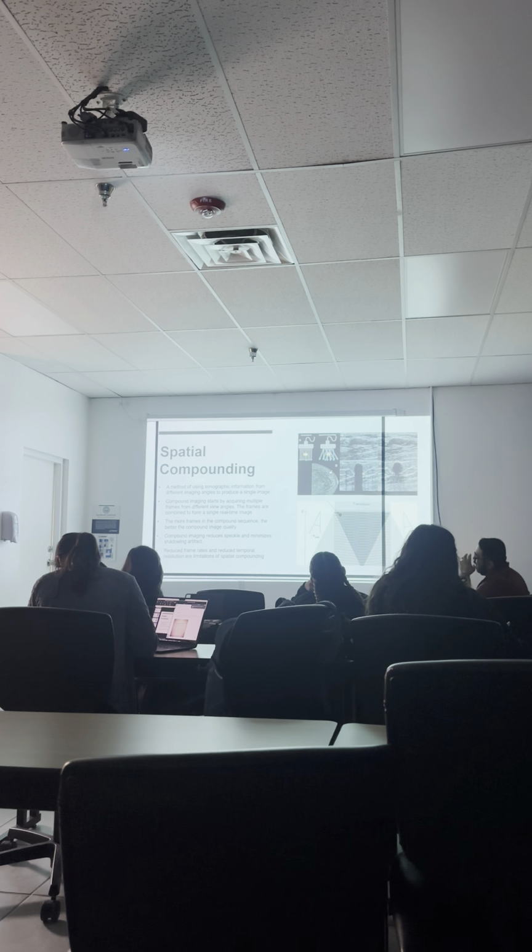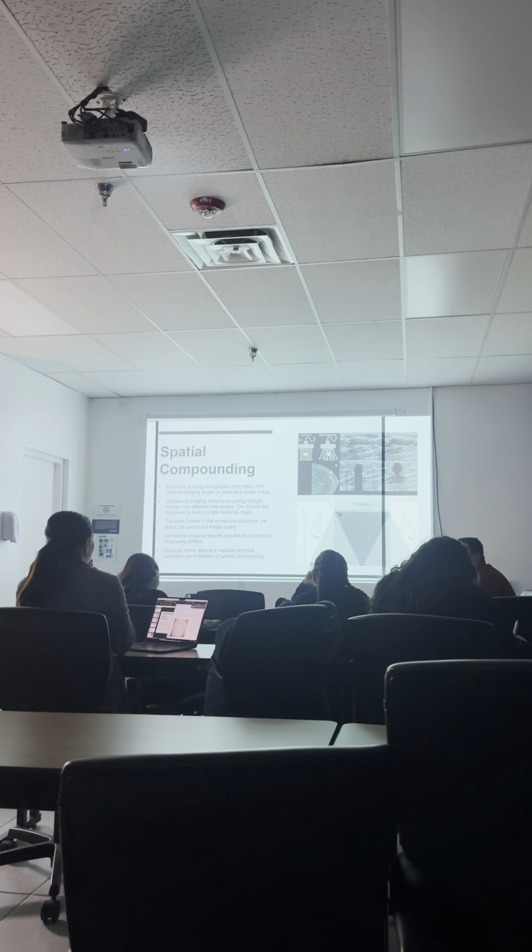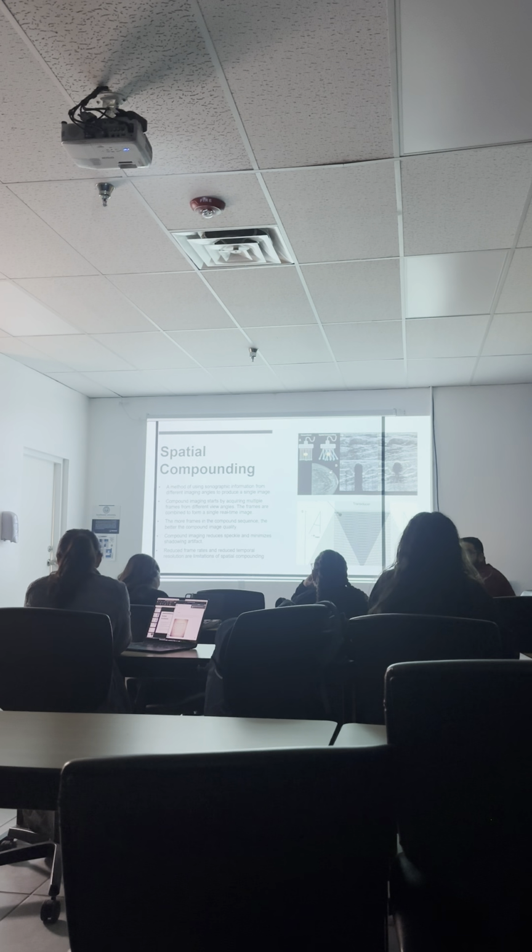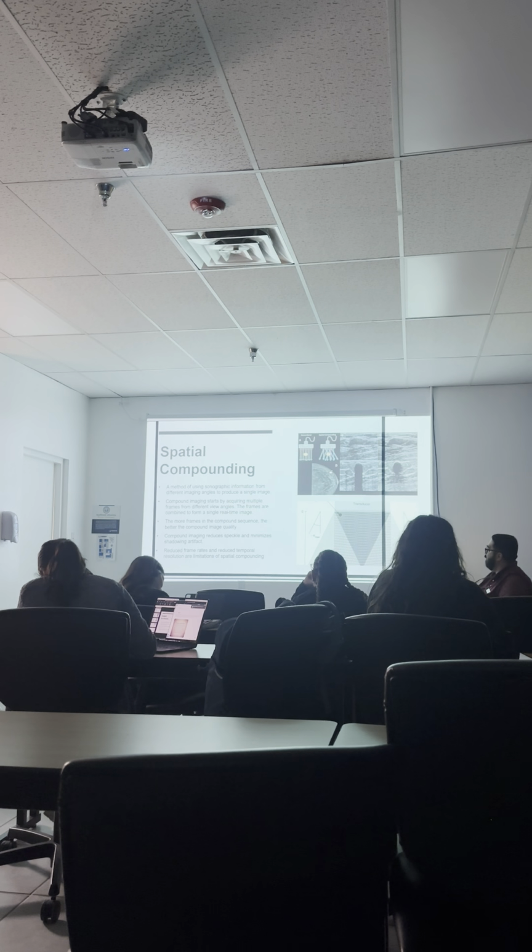Okay, so compound imaging reduces speckle and minimizes shadowing artifact. What is speckle? Unwanted noise, okay? Low-level echoes, right, that are unwanted. How do you think it reduces that? By putting actual echoes on top of that noise, and it erases it, okay? So it reduces speckle and it minimizes shadowing artifact. How does it minimize the shadowing artifact?